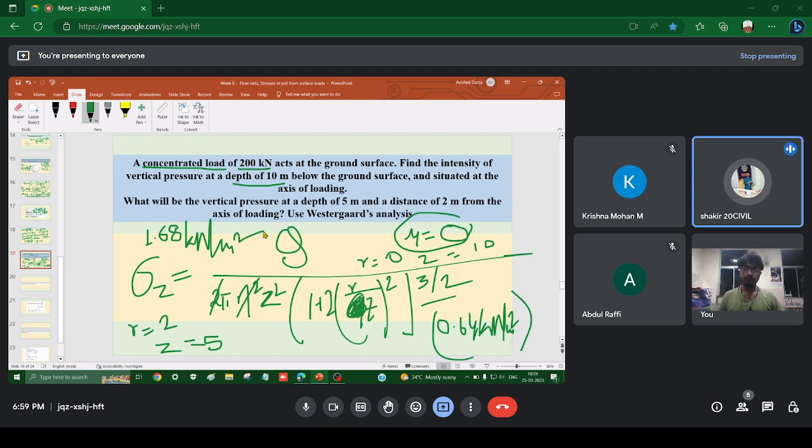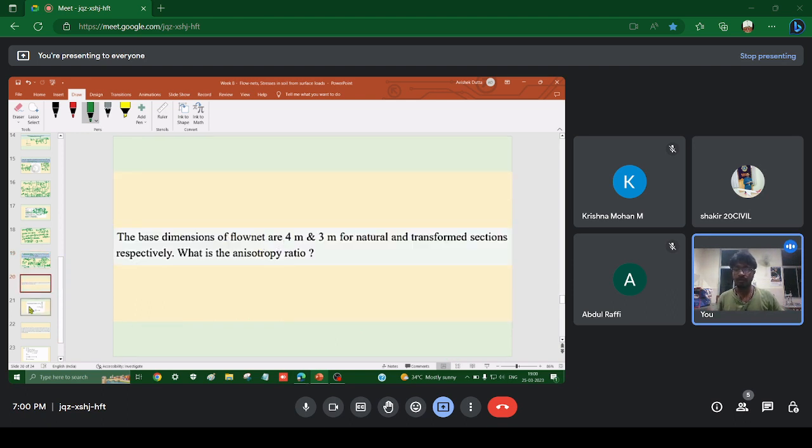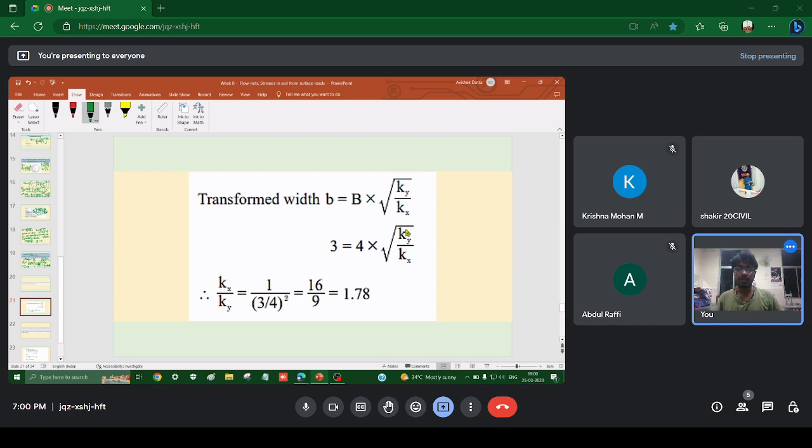Yes, sir, 1.68. Yes, good. So this is the Westergaard's formula. Next question was this one. I believe if you've not done it, this is a very simple thing. Transformed width is original width into this ky by kx. The horizontal dimensions, the velocity or k, everything gets transformed. When they get transformed, they are multiplied with this ratio, root of ky by kx.